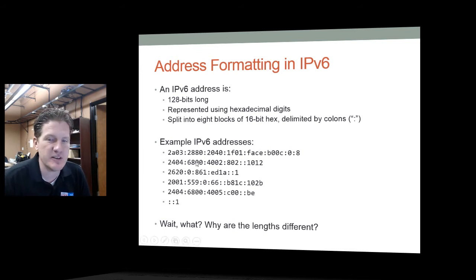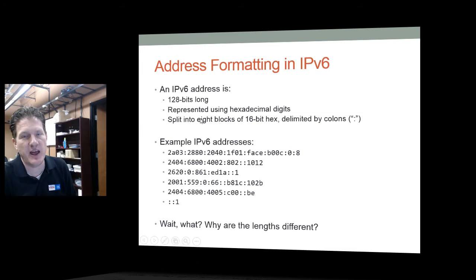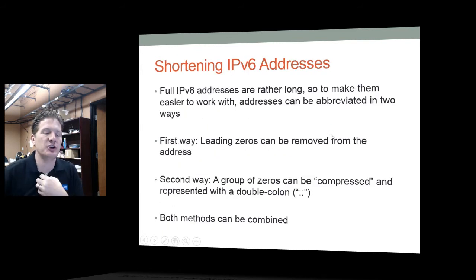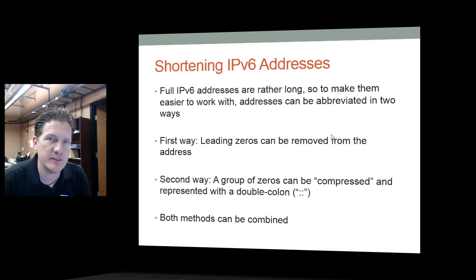But notice this document right here, these example IPv6 addresses I've given you. Notice they're different and the lengths are different. Well, if I have 8 blocks of 16-bit hex, how come they're not all the same length? Well, that's because we use shortcut notation. So we're going to talk about how to shorten the IP version 6 address to make it easier to write and easier to understand. Full IP version 6 addresses are really long. So to make them easy, we've abbreviated them in a couple of ways.